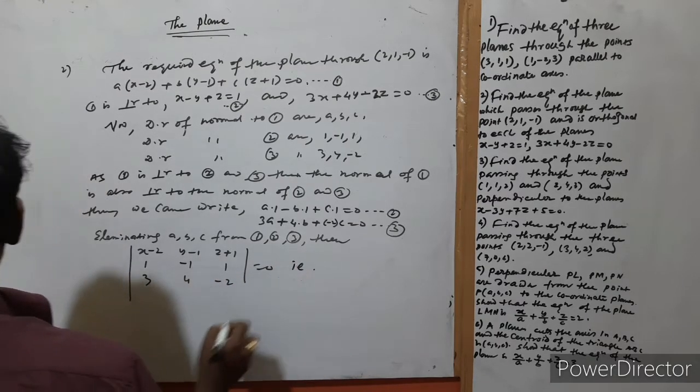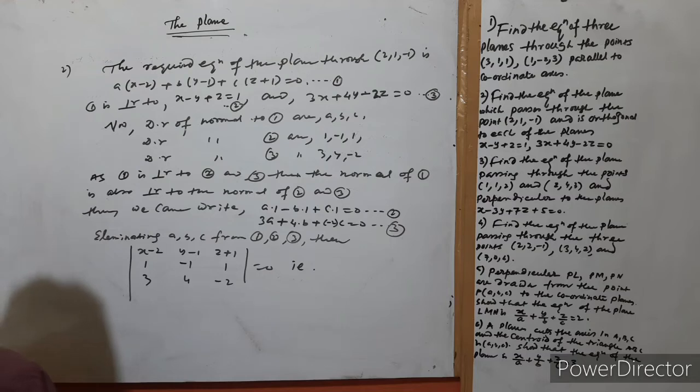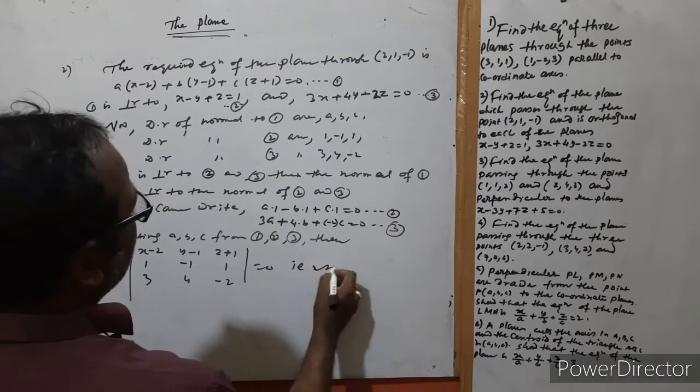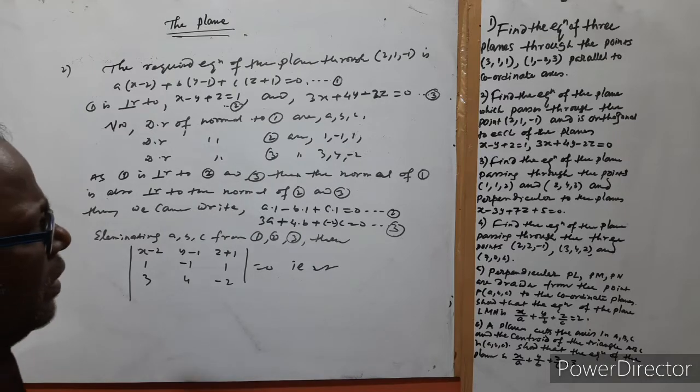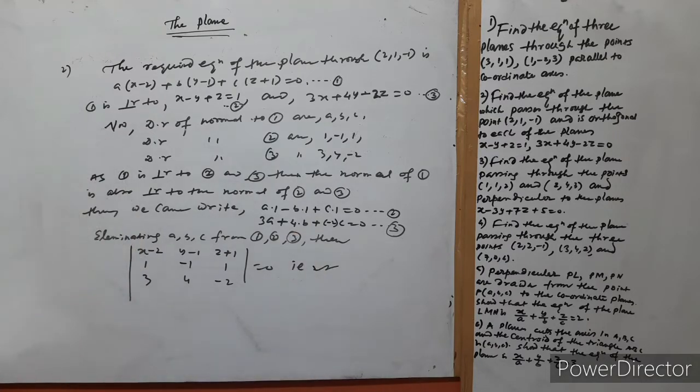And if we simplify this equation, then we get the answer, which is the equation of the plane that we wanted to find. So this is your answer actually. Okay, I just explained this. Now question number 3.